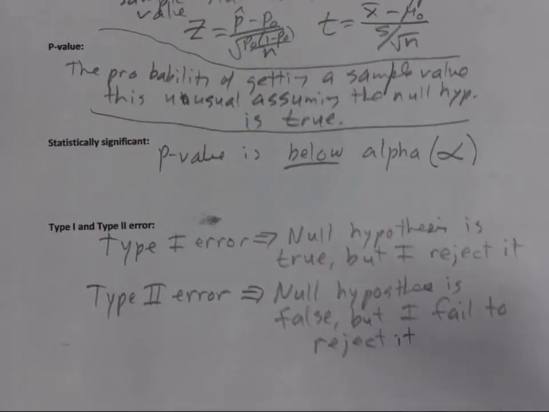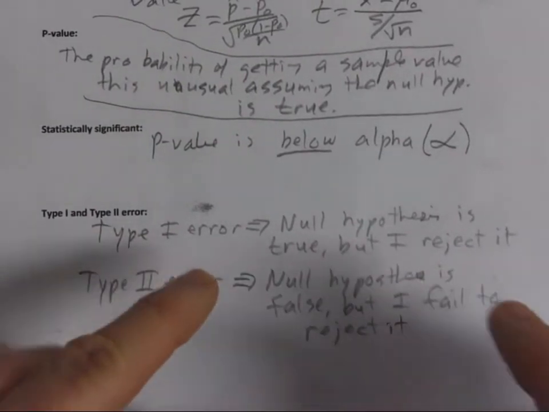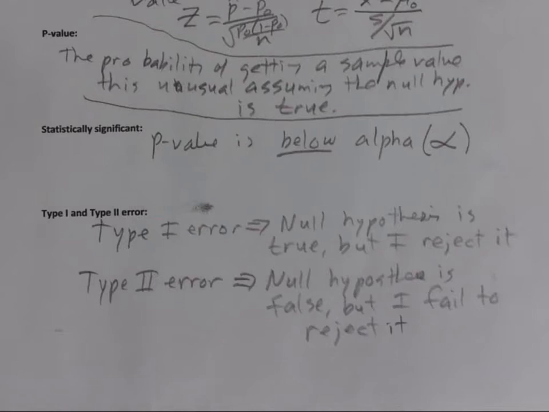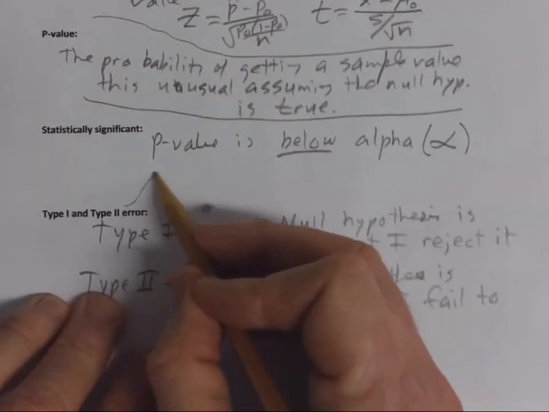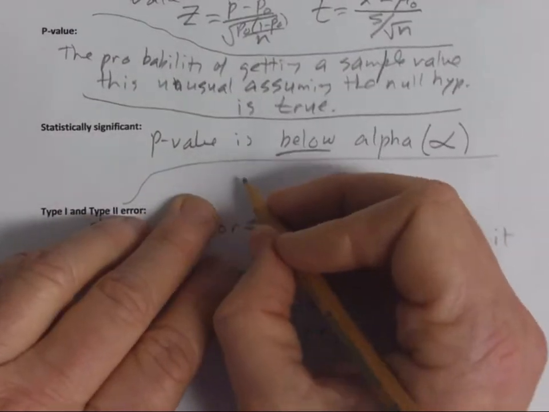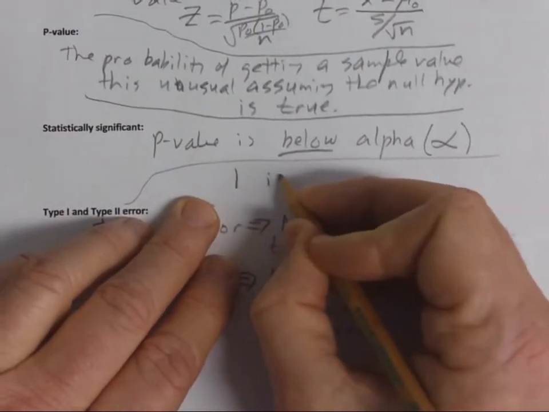Here's the little thing that I do to memorize this. Whenever I encounter a type 1 or type 2 error problem, we'll be looking at examples. I remember this phrase. I've memorized this phrase, that 1 is hot.